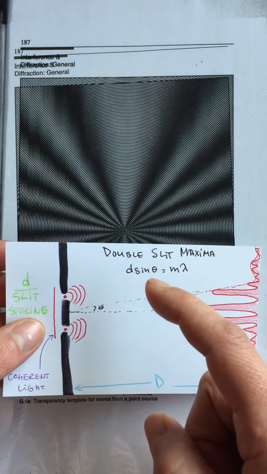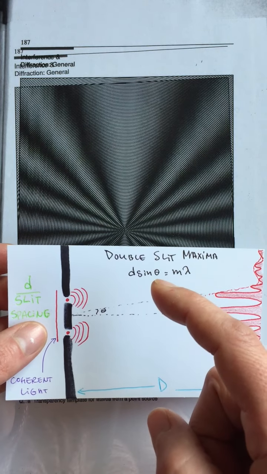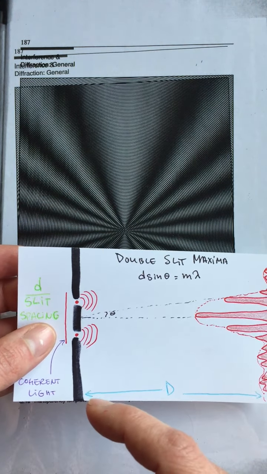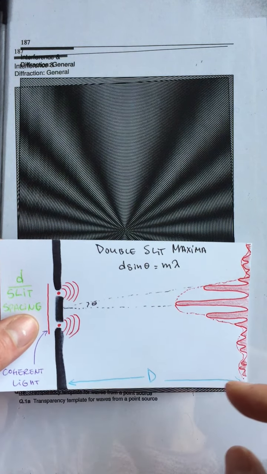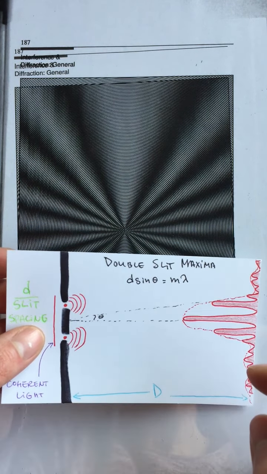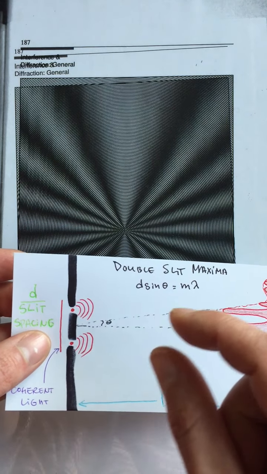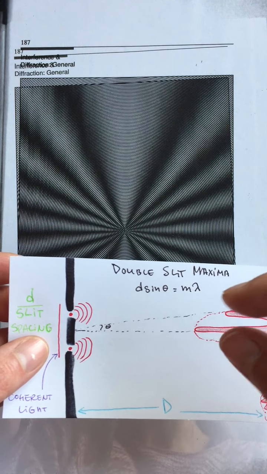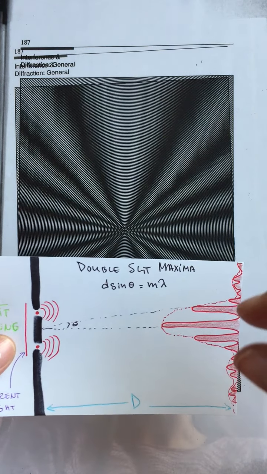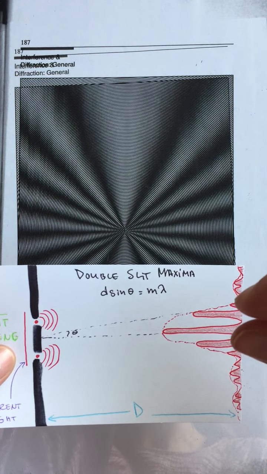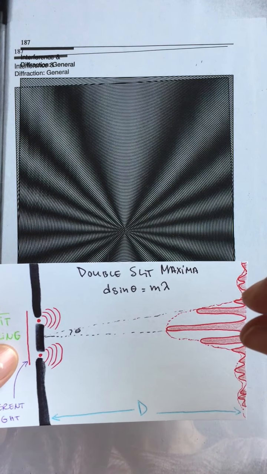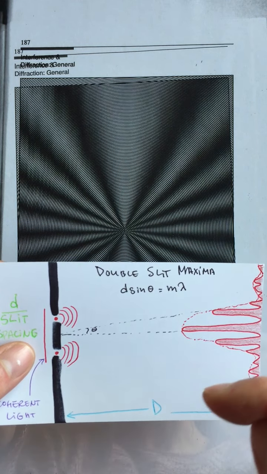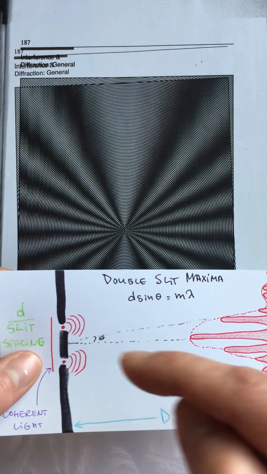The sine in this equation can be approximated as a tangent when the slit spacing is significantly smaller than the distance to the screen, so when this angle theta is very, very small. When this angle is very small, this sine is roughly the ratio of the vertical distance to the interference maxima divided by the distance to the screen. We usually call it y divided by d.